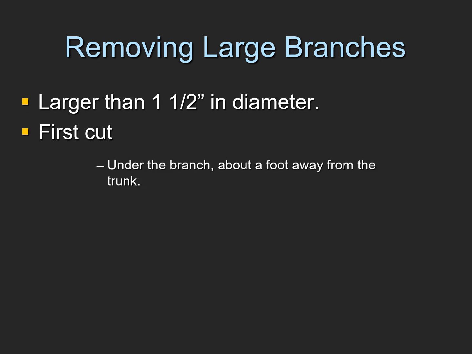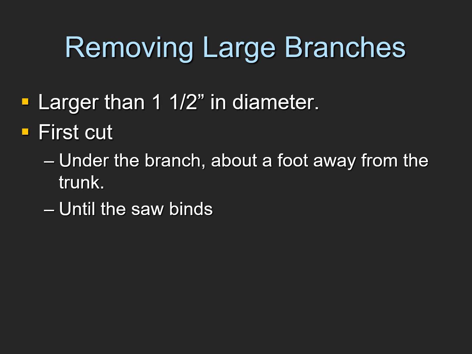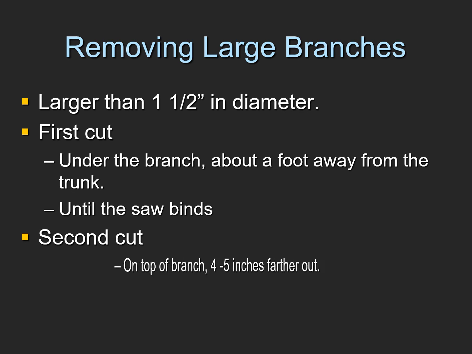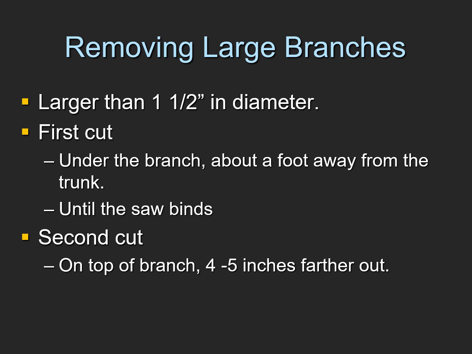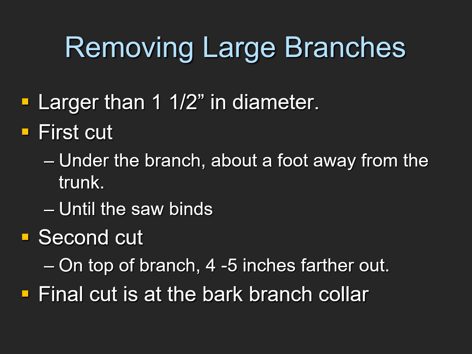As far as removing large branches, that's anything larger than an inch and a half in diameter. For those, you want to do a first cut under the branch. This is going to keep this from pulling back the bark off the main trunk. So the first cut's under the branch, about a foot away from the trunk, until the saw starts to bind, which is just a little cut basically just cutting into the bark itself. The second cut should be on top of the branch, about 4 to 5 inches further out. And then the final cut is at the branch bark collar.